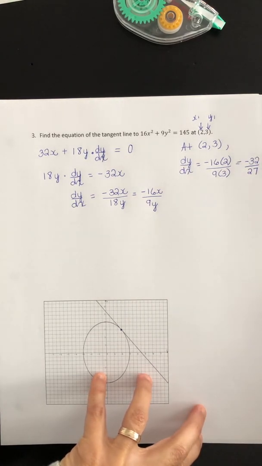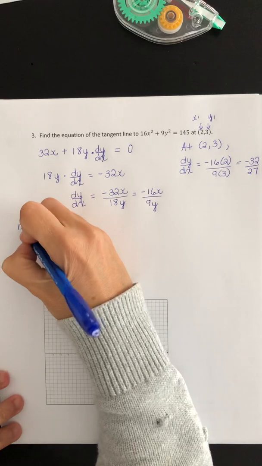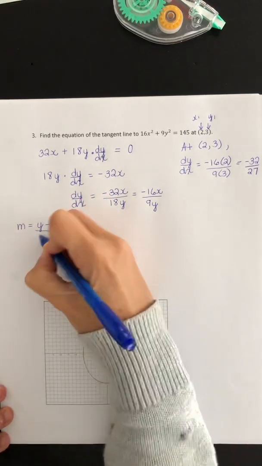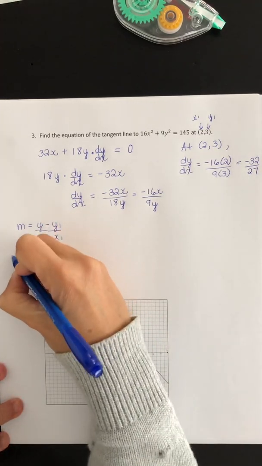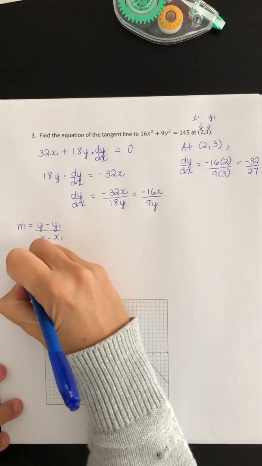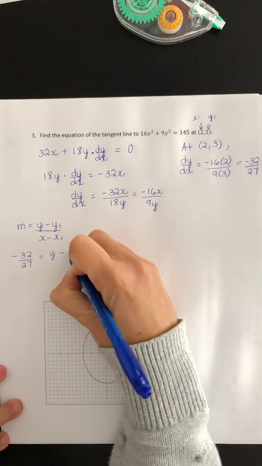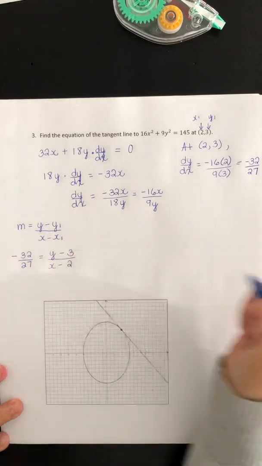And now we have everything that we need. We, of course, will use this as m. We will use our 2 as x1, our 3 as y1. So all that remains is substitution into this point slope form. So again, negative 32 over 27 is m. y1 is 3, and x1 is 2.